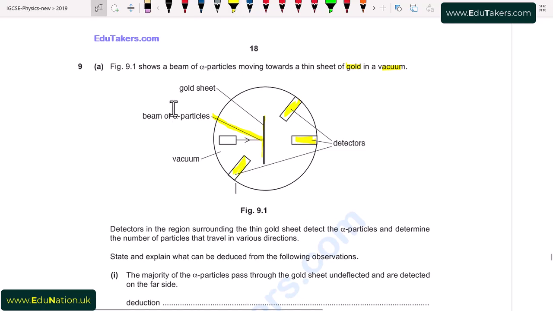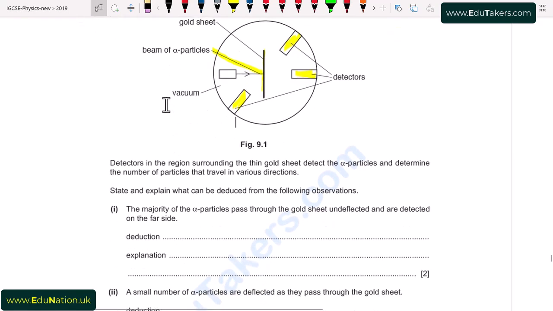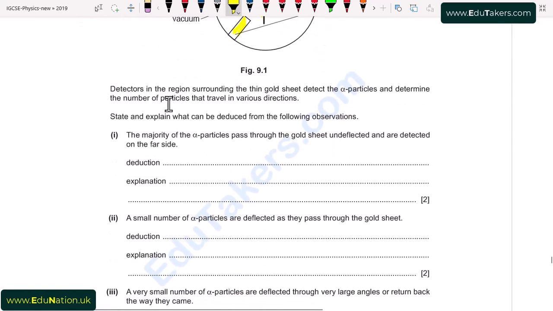Detectors in the region surrounding the thin gold sheet detect the alpha particles and determine the number of particles that travel in various directions. State and explain what can be deduced from the following observation. Part 1. The majority of alpha particles pass through the gold sheet undeflected and are detected on the far side. Deduction and explanation. So here alpha particles are helium nuclei and these are positively charged.